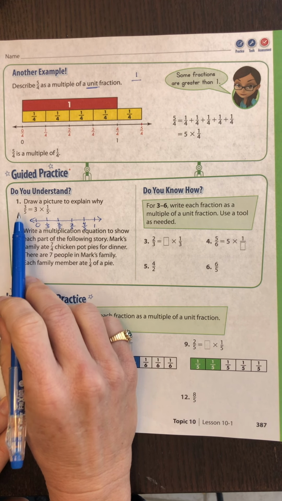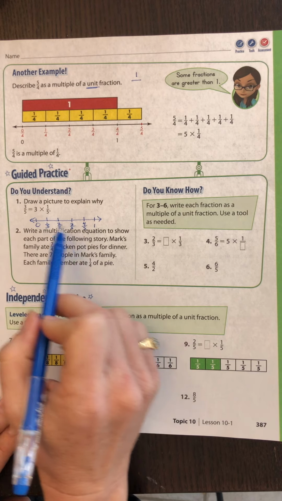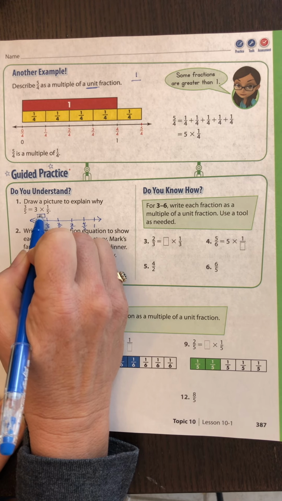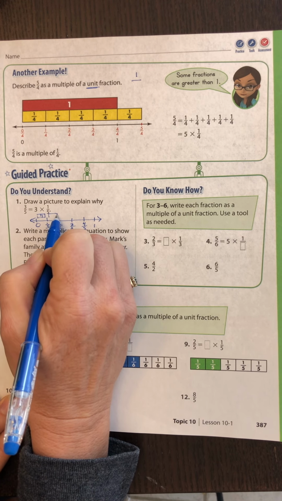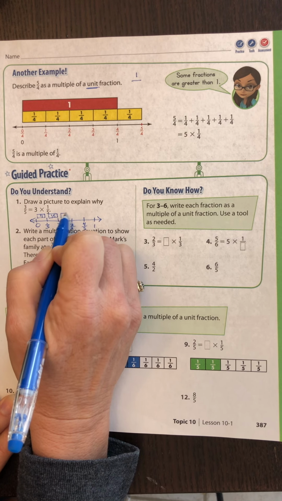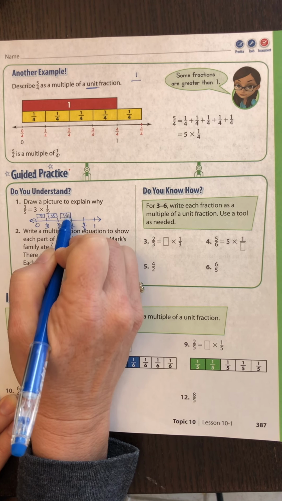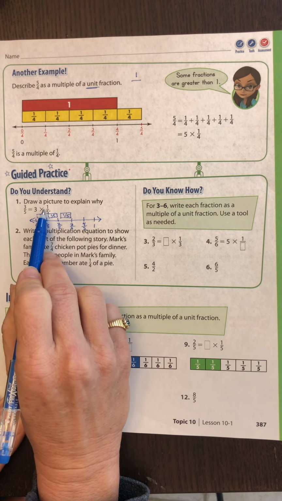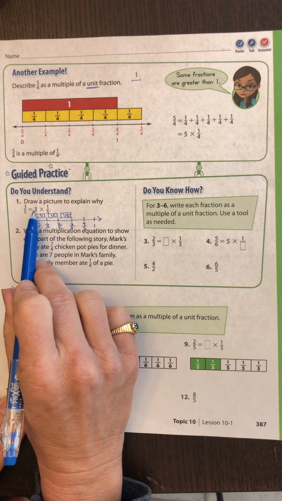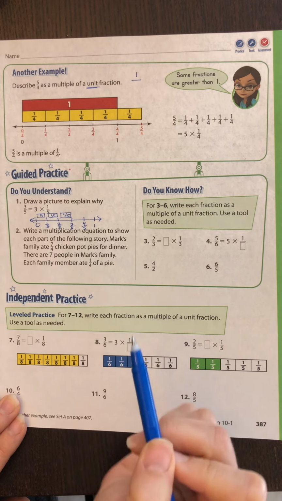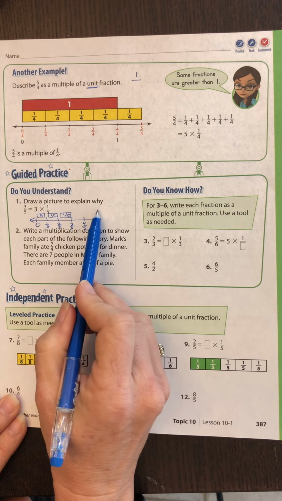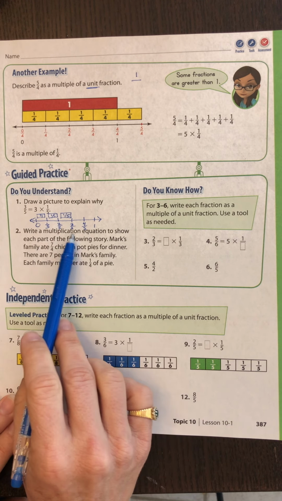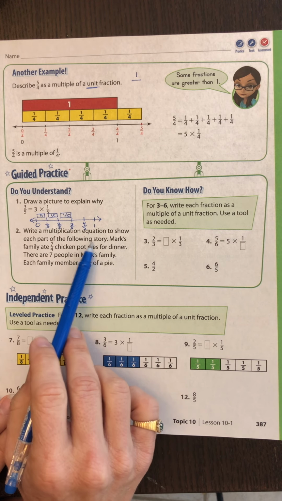Okay, so does 3/5 equal 3 times 1/5? Well, this is 1/5. You can write it like this. This is 1/5. And here again we have 1/5. That represents 3 times 1/5. And that would explain why 3/5 equals 3 times 1/5. Okay, remember, the whole would be 5/5. We have 3/5.